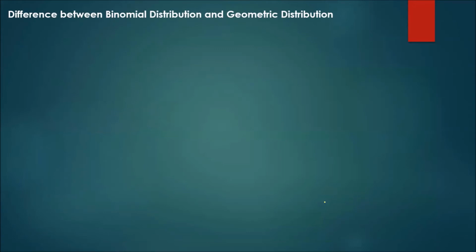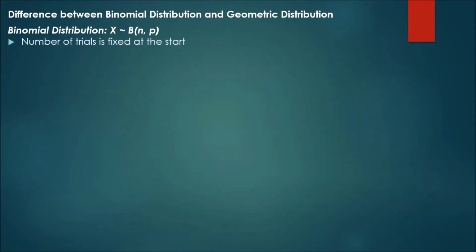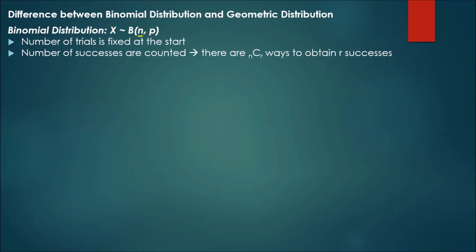Let us review first the difference between binomial distribution and geometric distribution. So this is our notation for a binomial distribution, where n is the number of trials and p is our probability of success. For binomial distribution, the number of trials is fixed at the start. We already know that, that is our n, right? And then the number of successes are counted. That is, there are n choose r ways to obtain r successes.